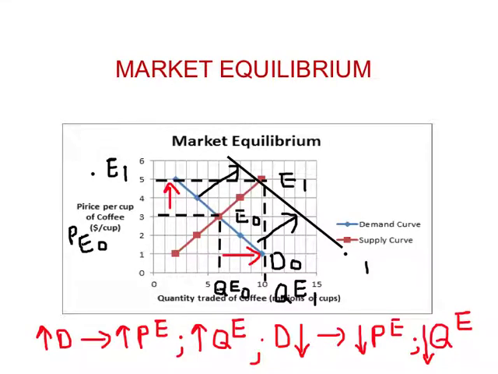So when demand curve shifts, prices and quantity traded change. And when there's an increase in demand, both equilibrium price and equilibrium quantity traded increase. And if there's a decrease in demand, there's a decrease in equilibrium price and equilibrium quantity traded.